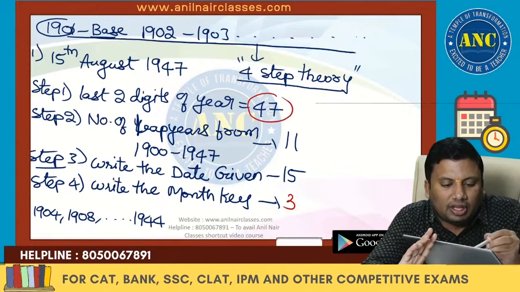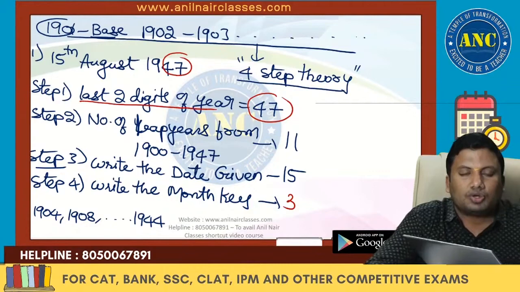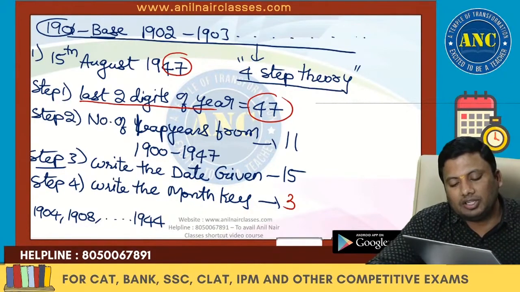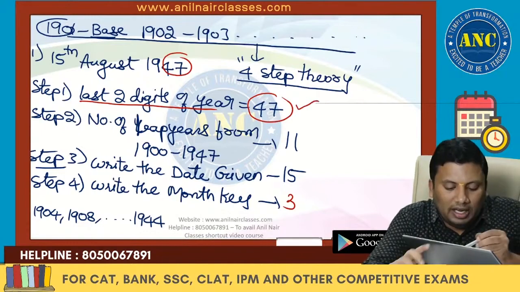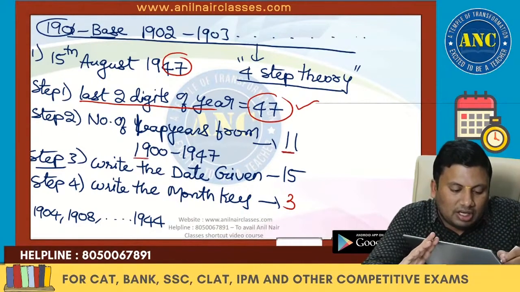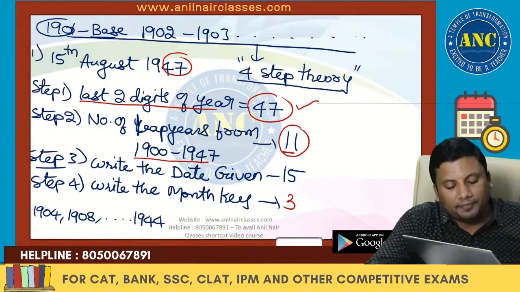The current year is 1947. Why are we taking the last 2 digits of the year? The divisibility rule of 4 is that the last 2 digits should be divisible by 4. How many leap years came from 1902 to 1947? 47 divided by 4 is 11.